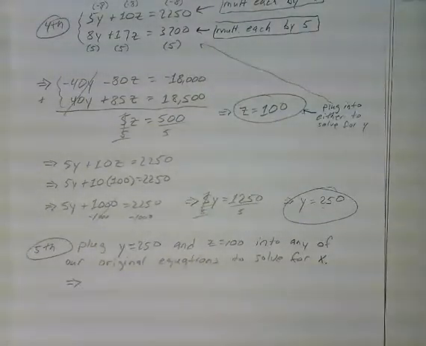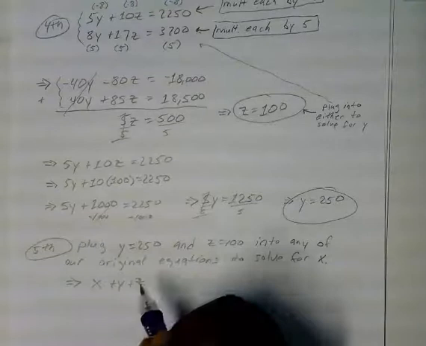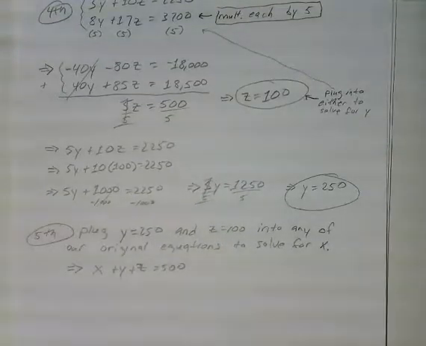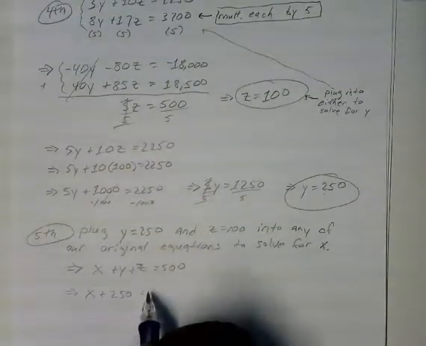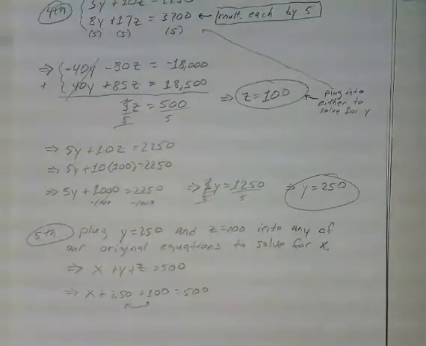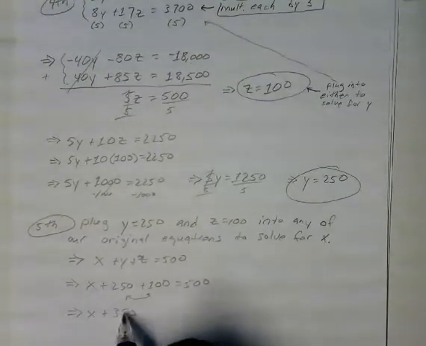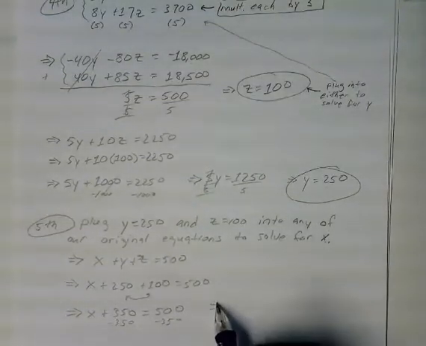Okay, so of course I'm going to pick equation 1. That's the easiest. Just x plus y plus z equals 500. So of course, if you want, you could pick any of the other two equations. Just won't be as simple. So you want to pick the simplest equation to get your answer. Okay, so that's x plus 250 plus 100 equals 500. Or we can go ahead and combine those two and get x plus 350 equals 500. Subtract 350 from both sides, and we end up with x equals 150.